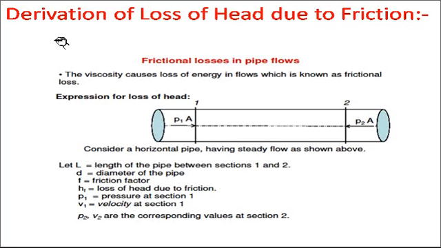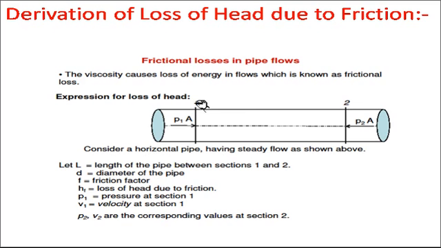Now, derivation of loss due to friction, also known as friction loss. From the figure you have to consider a straight horizontal pipe of the same cross-sectional area throughout its length. As the cross-sectional area of the pipe is the same, the velocity will remain constant. There will be no change in the velocity.